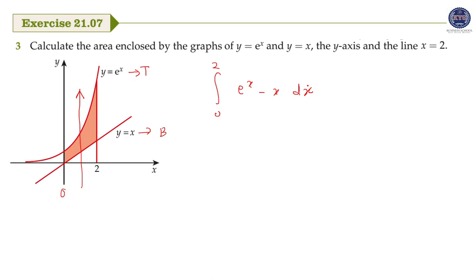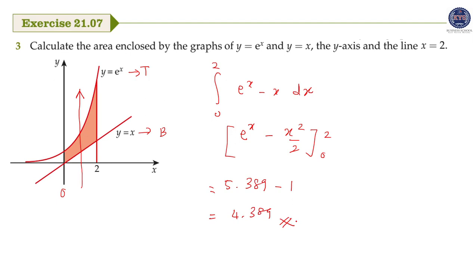If you integrate exponent, you still have an exponent. Integrate x, you have x squared over 2. Substitute the limit 0 to 2, therefore you have 5.389 minus 1. So therefore the final answer will be 4.389.